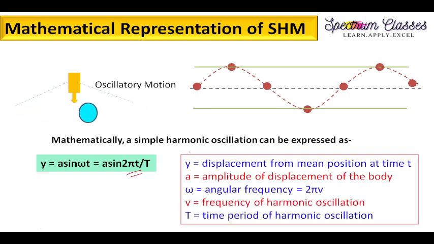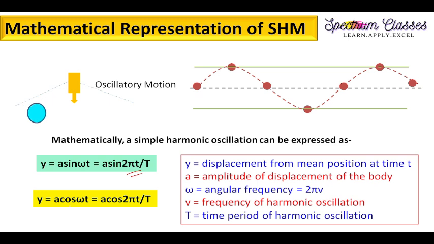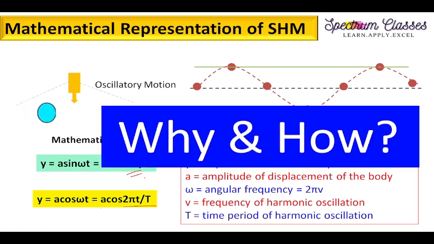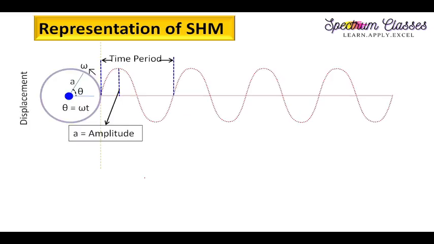Now the usual meanings of the terms which we have used here are given over here, and this can also be represented as y equals a cos omega t, where again I have changed to cos omega t. Now the question comes, from where do these terms come and how can we represent this simple harmonic motion in this form? So the representation of this is shown over here.